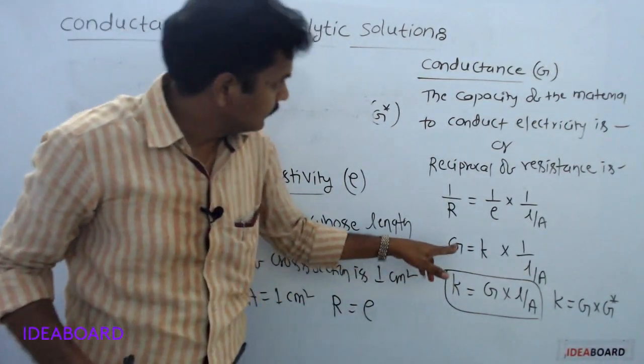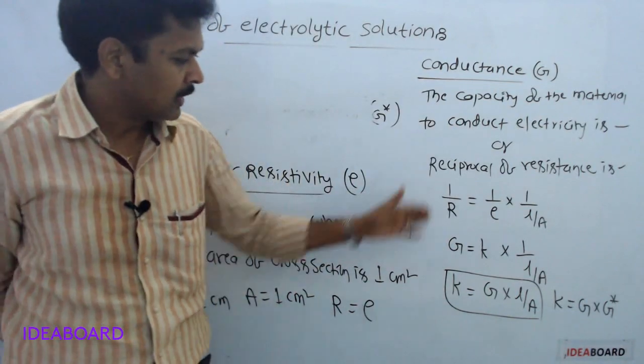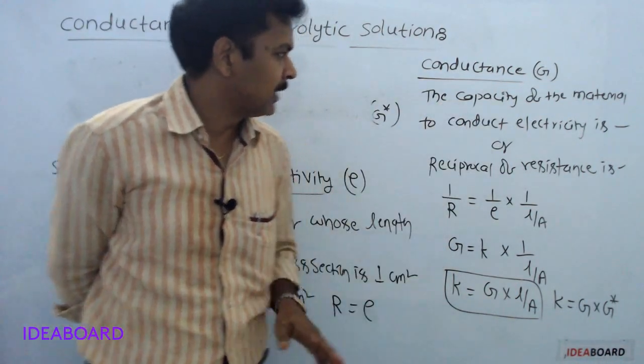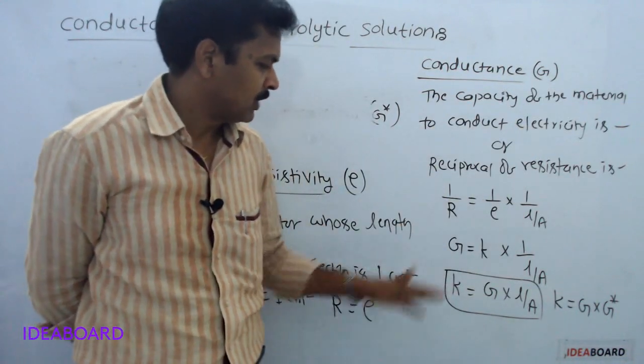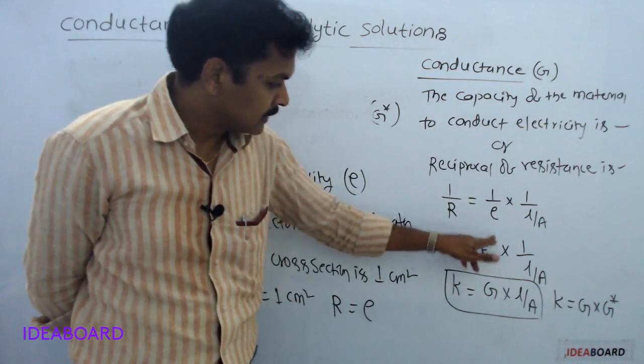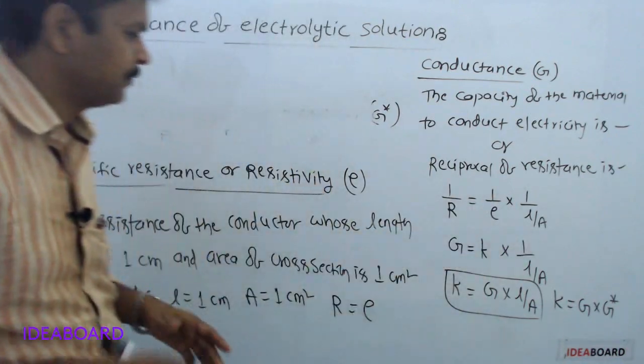See here, this G is conductance. Conductance is nothing but the capacity of material to conduct electricity, or the reciprocal of resistance is called conductance. This kappa is specific conductance.